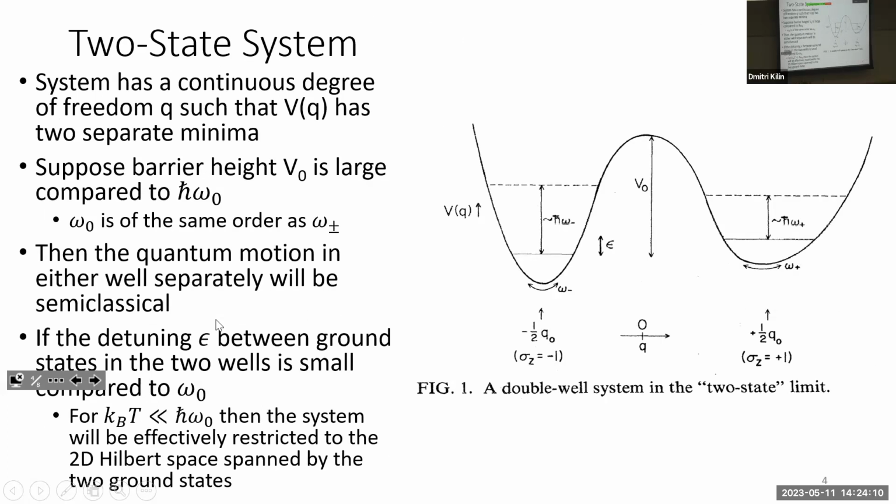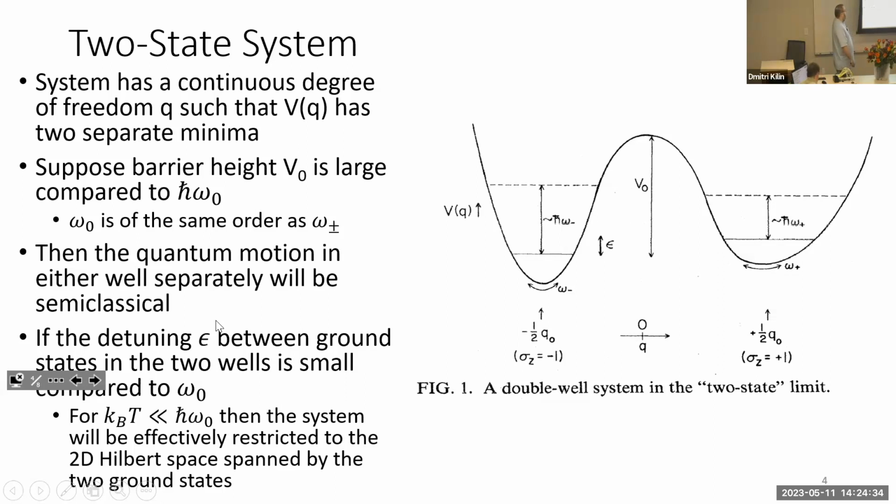As for the spin-boson problems, the spin-boson model is a two-state system. So it's a system such that we have a continuous degree of freedom. In this case, this paper used the term Q for that. And then it's creating a different potential. And what we see is this double minima in the potential.